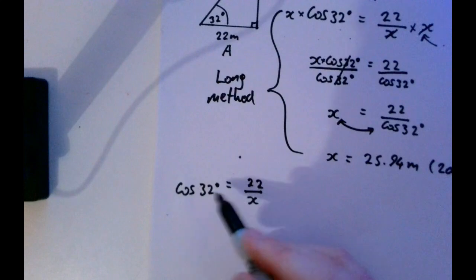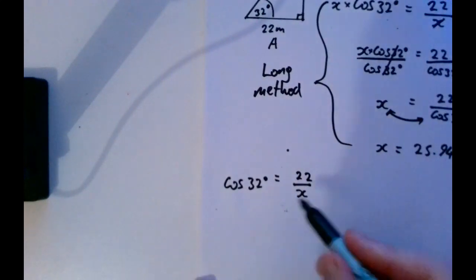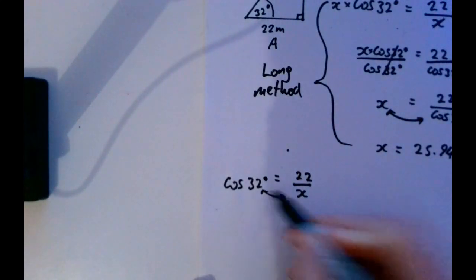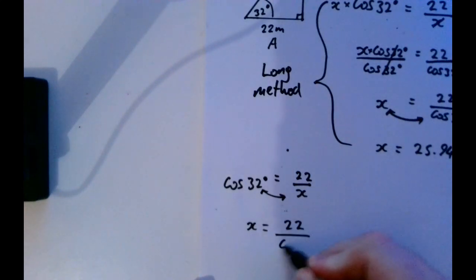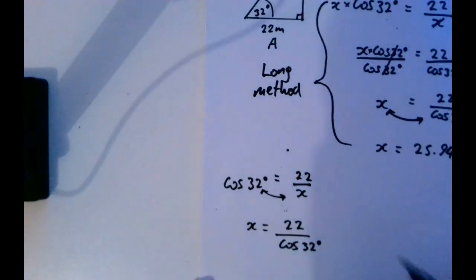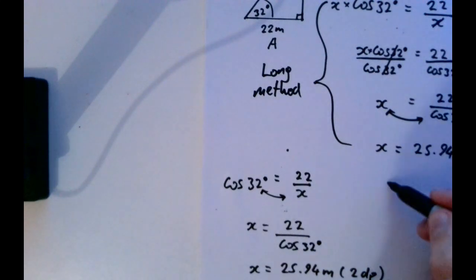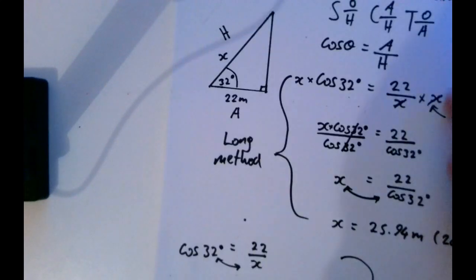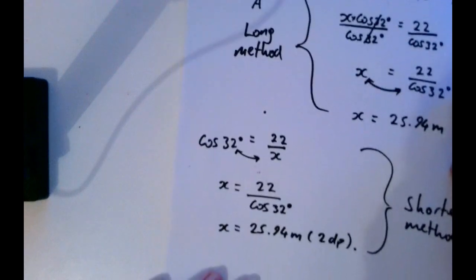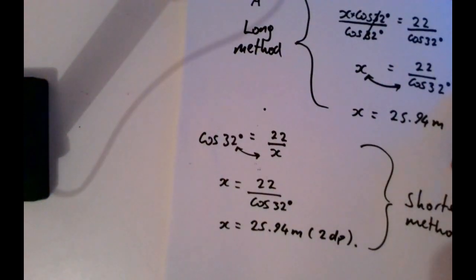So if we look down here at the shorter form of the equation, essentially these two just swap. So you end up with the equation being x is equal to 22 over cos of 32 degrees, which we know is equal to 25.94 meters, 2 decimal places. That's just a shorter method of attempting these types of questions if you wanted to cut out a few steps. But here's why it works.